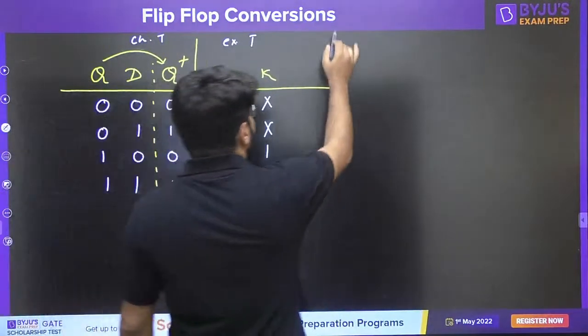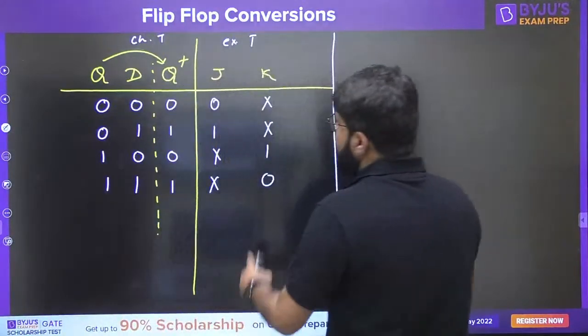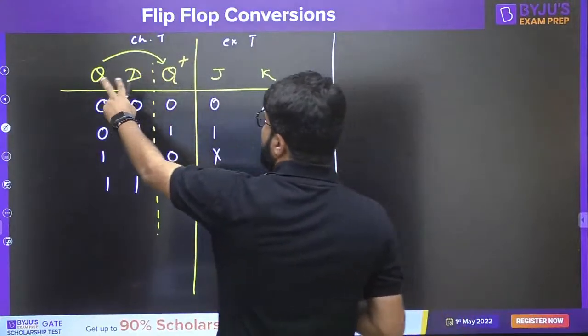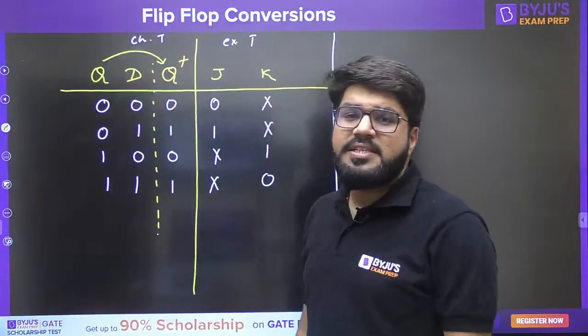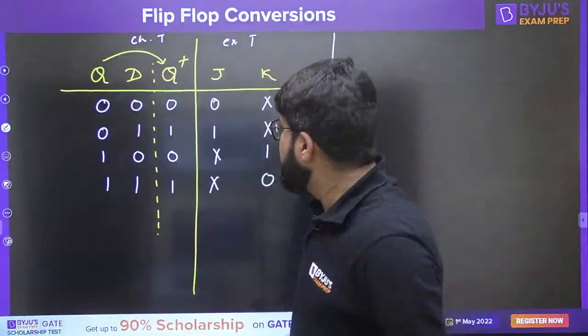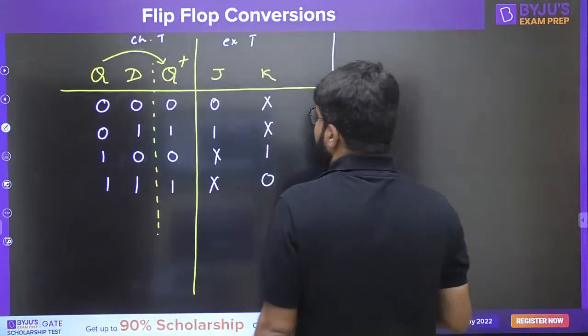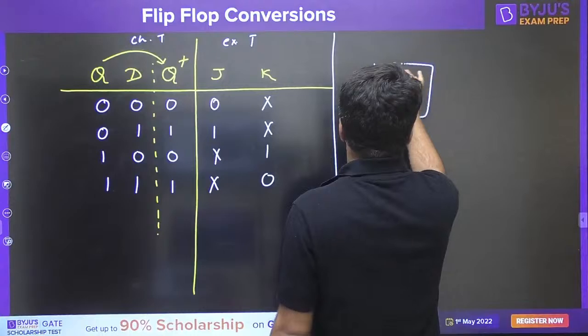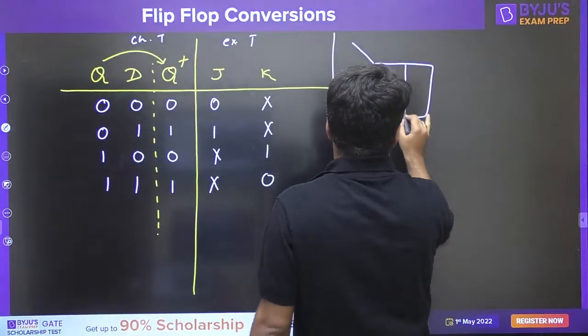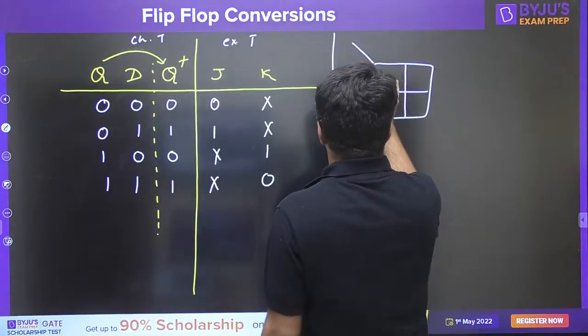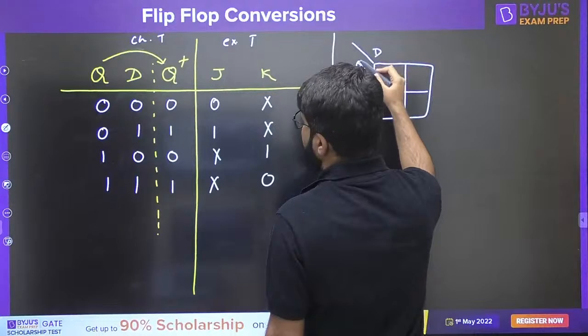Now based on this table, you have to decide what is J, and K, as a function of Q and D, as a function of current state and the input D. So a two variable K map will come here. Very simple. Don't care is also involved. So what is the two variable K map for J? Now here I write Q, here I write D.